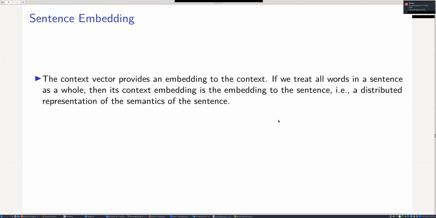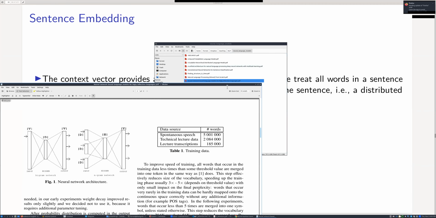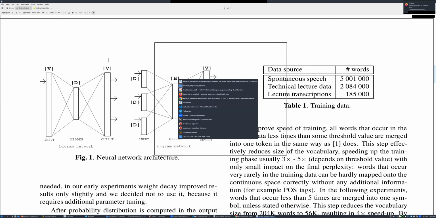His architecture is that, let me open the paper. Remember his network? His network is like this. You have one central word as input, and you want to predict the context word. That's his network architecture. So this is what we call static embedding.